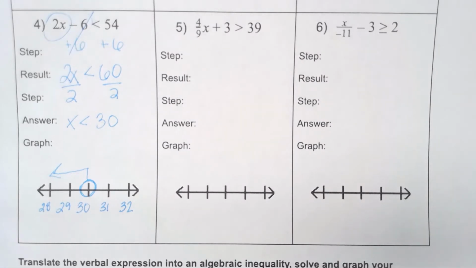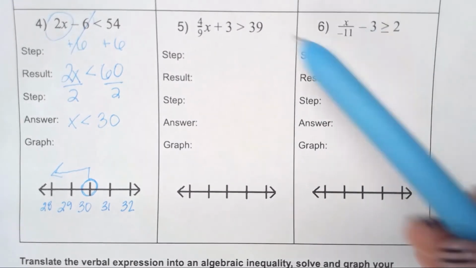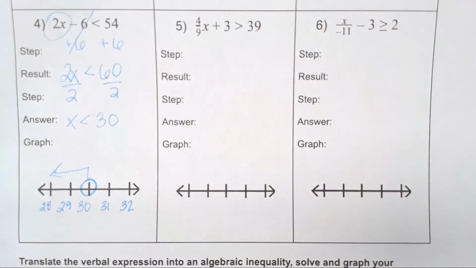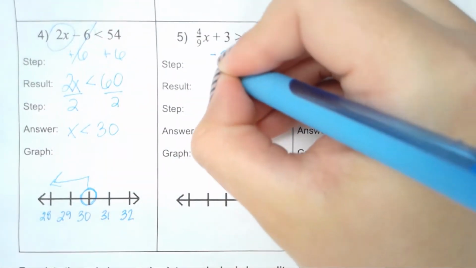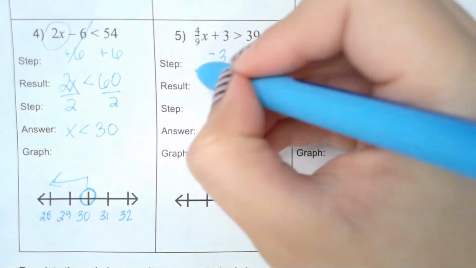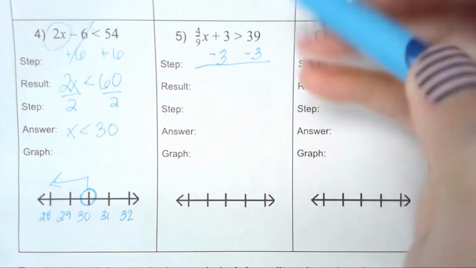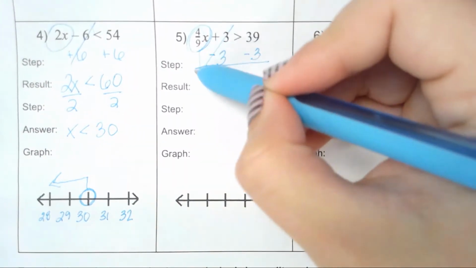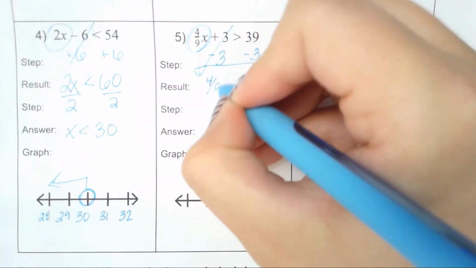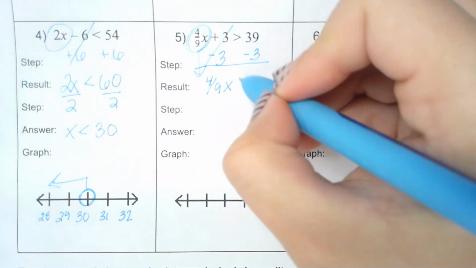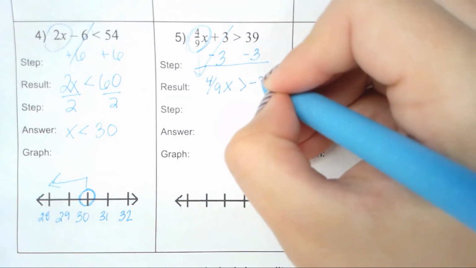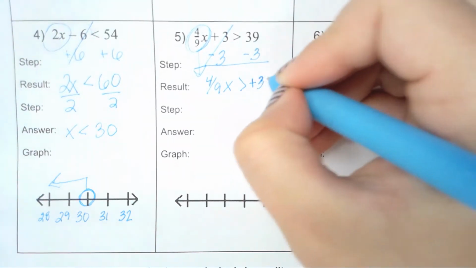All right, next one. So number 5, the first number that we need to move is this 3 because it's on the same side as x, but it's not attached to it. Since it's adding 3, the opposite of adding 3 is subtracting 3. So my plus 3 minus 3 will cancel because that equals 0. I have to bring down everything that's left. So I get 4/9 x. Bring down that greater than sign, and then negative 39 minus 3 is negative 36.